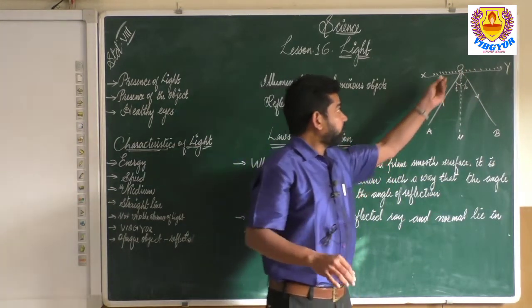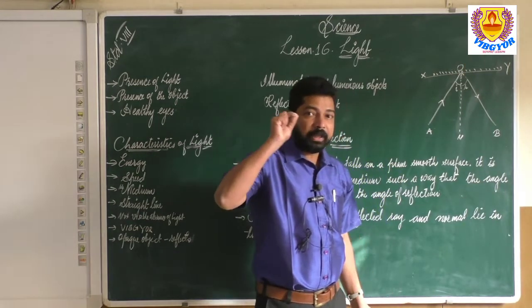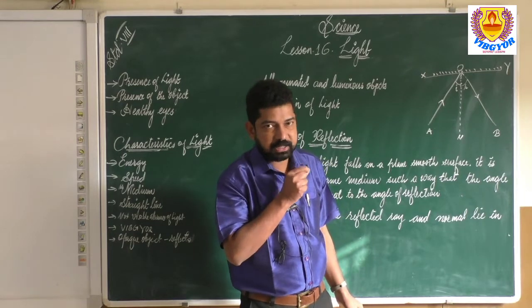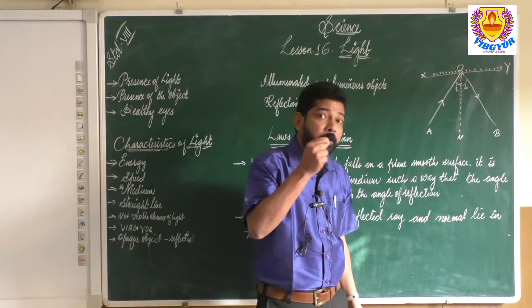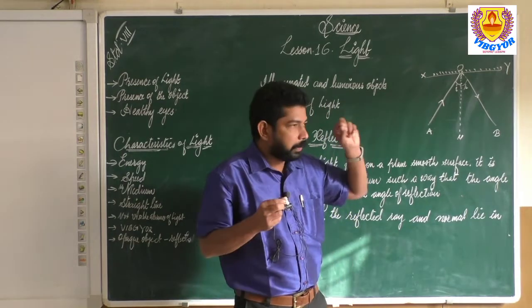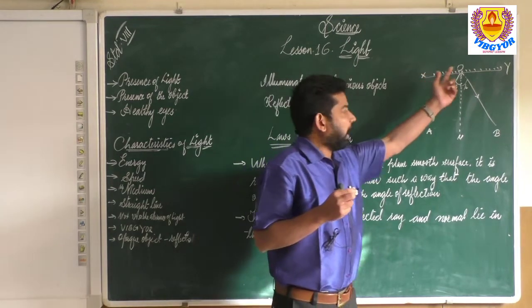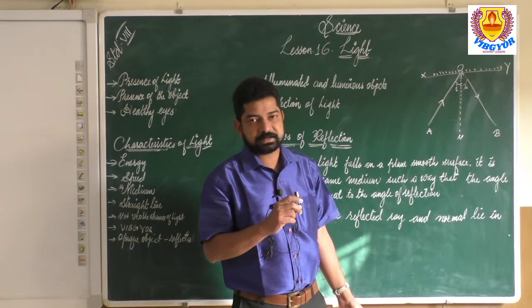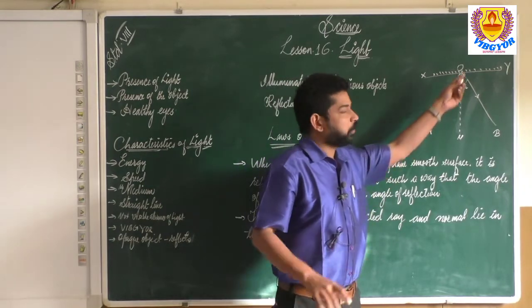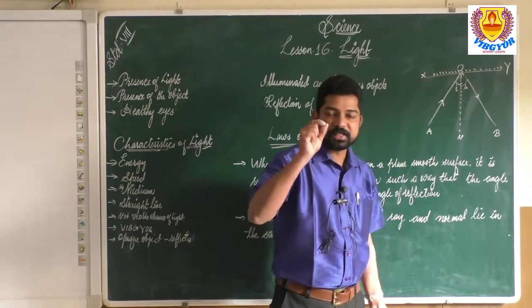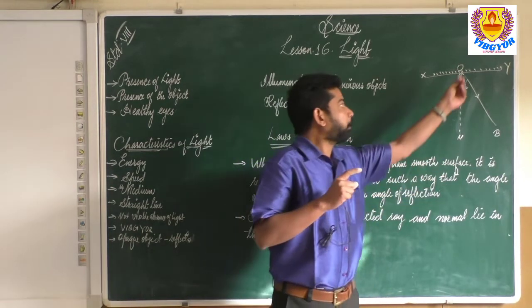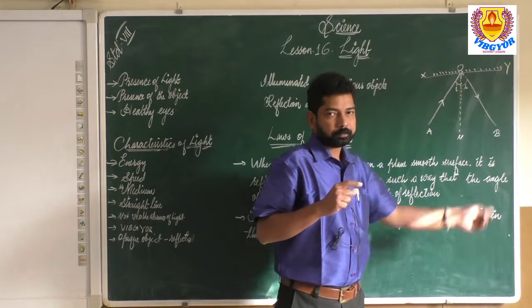And here we can see a point. Where the light ray meets the reflecting surface, that point is known as the point of incidence. Where the incident ray falls on the mirror, that point is known as the point of incidence. In this diagram, the point of incidence is O.